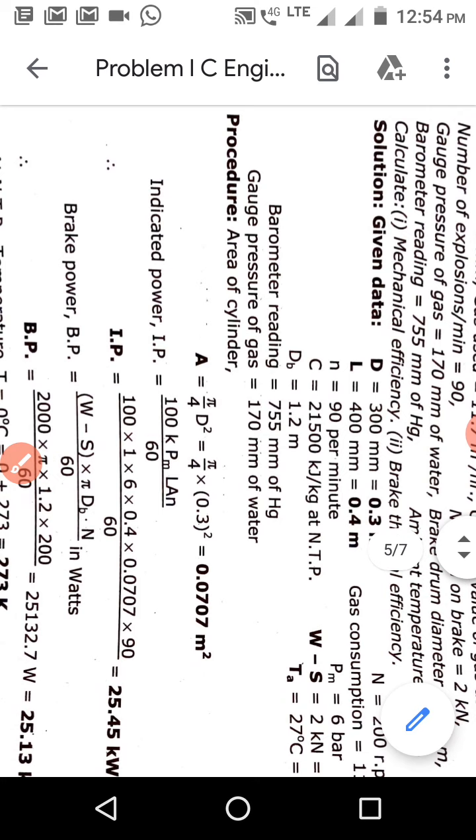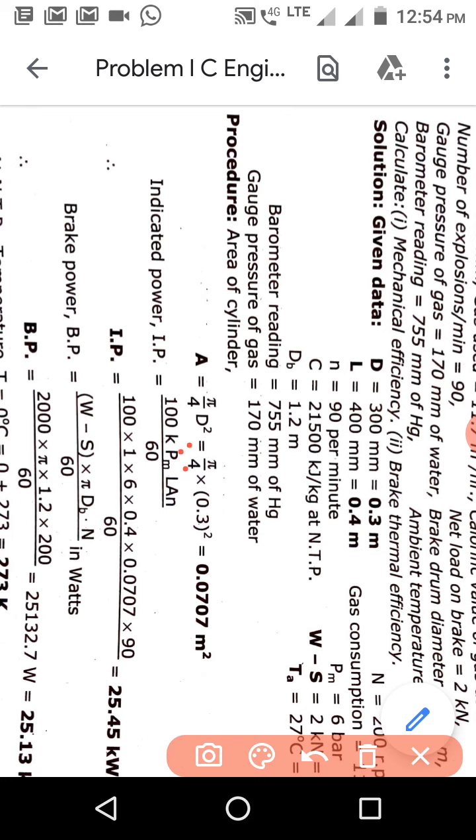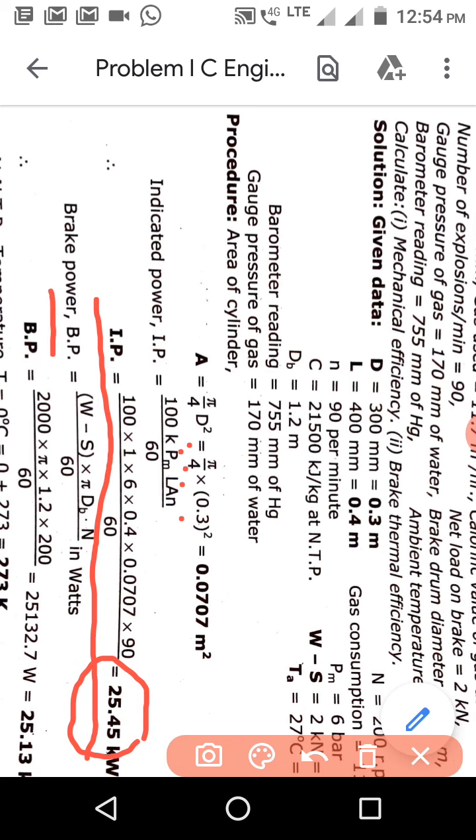By using this formula, K is given, PM is given, stroke length is given, area is given, number of working strokes is given, and with the help of the given data we have calculated the indicated power. We got the indicated power equal to 25.45 kilowatt. Now once we have calculated the indicated power, we have to calculate the brake power, and for brake power we have been given the brake drum diameter.